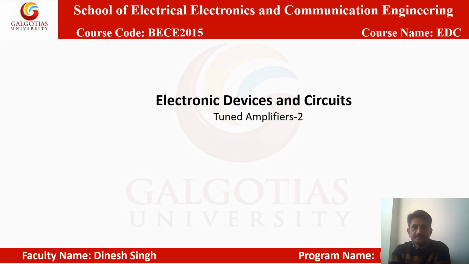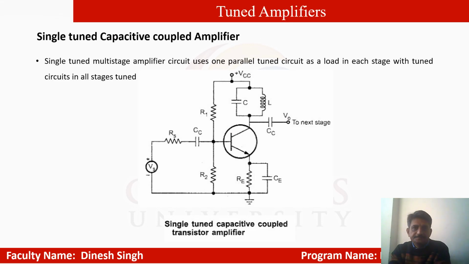Structure of electronic devices and circuits. Here we'll discuss the tuned amplifier. So, single tuned capacitive coupled amplifier, as you can see from the circuit diagram itself. In the emitter section, a tank circuitry, that is where the capacitor in parallel with the inductor is there, is used as a tuned amplifier.